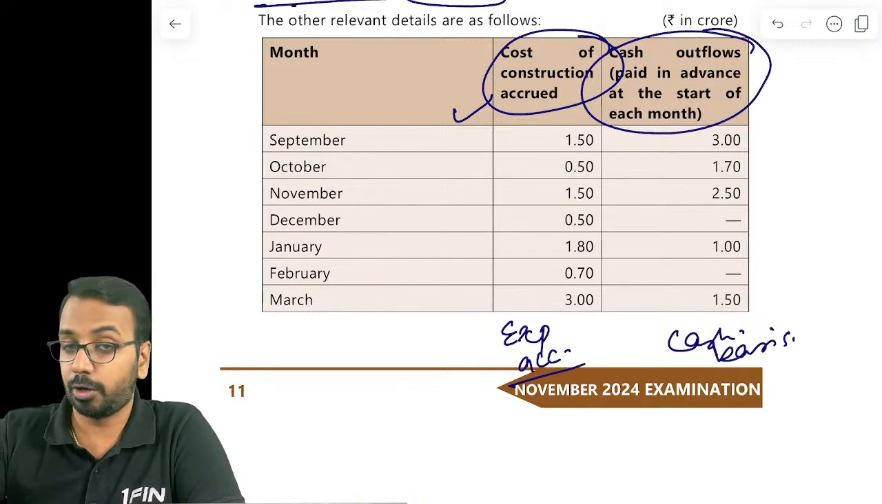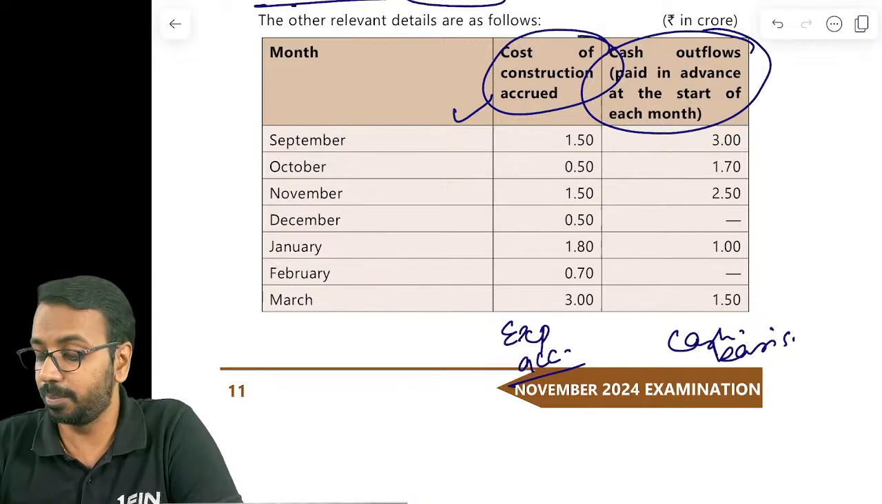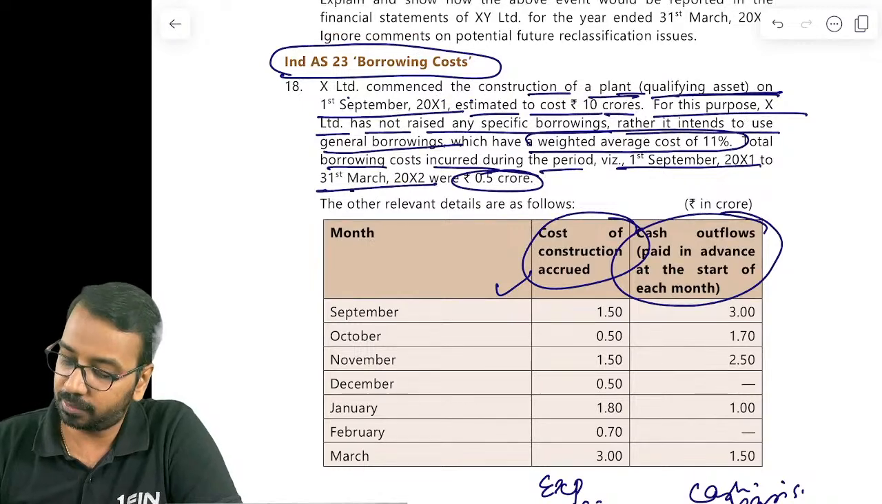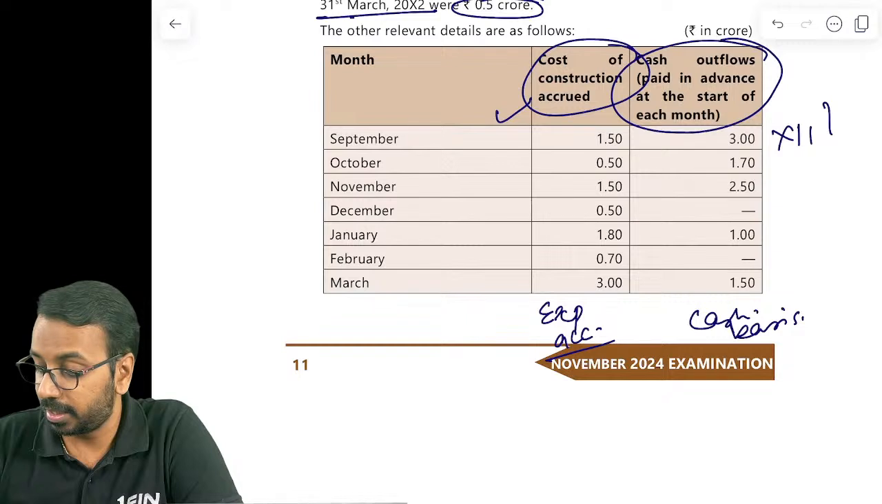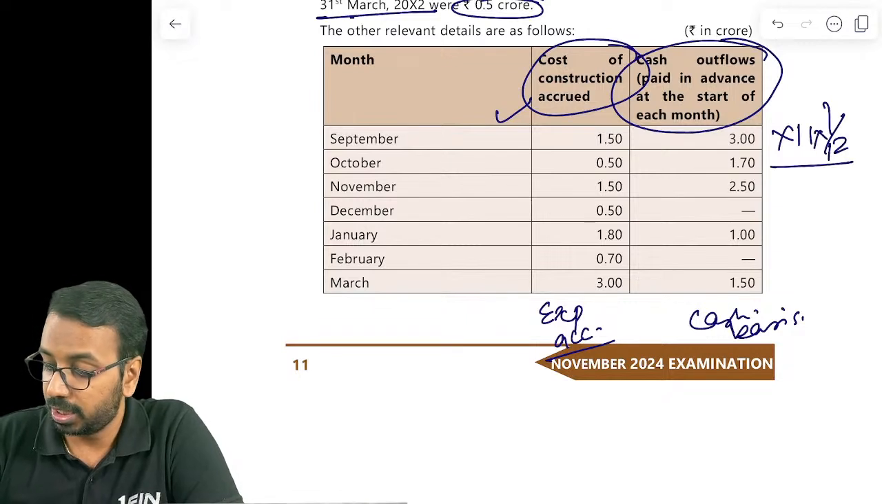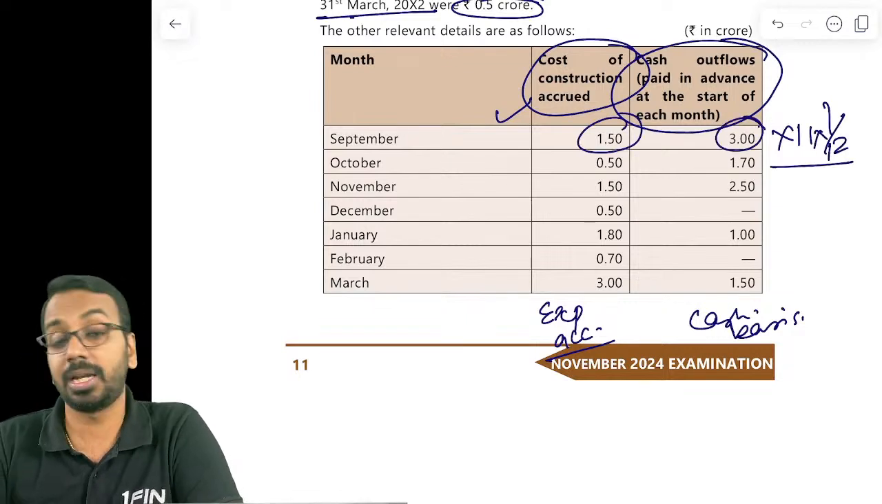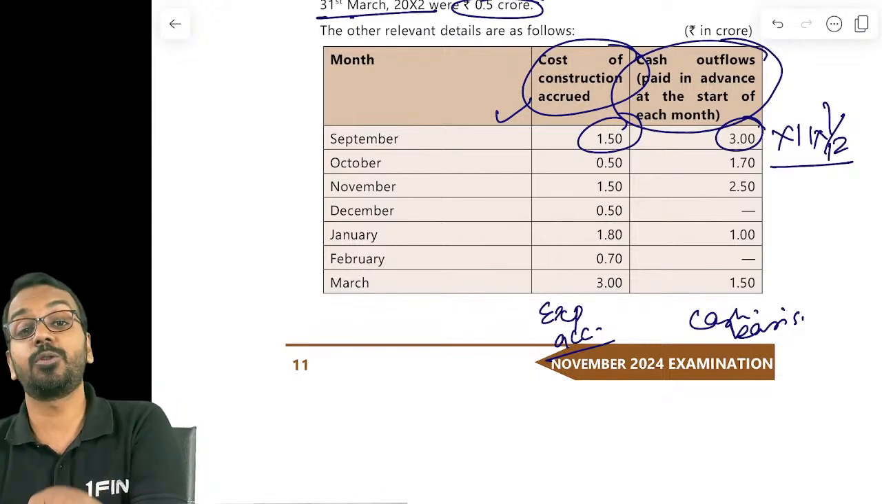Now, for you to calculate the interest expense is simple because they have given you the rate. The rate is 11%. You can apply 11% multiplied by 1 divided by 12. If you do this on this amount or this amount, you'll get the borrowing cost. But which amount should you consider?